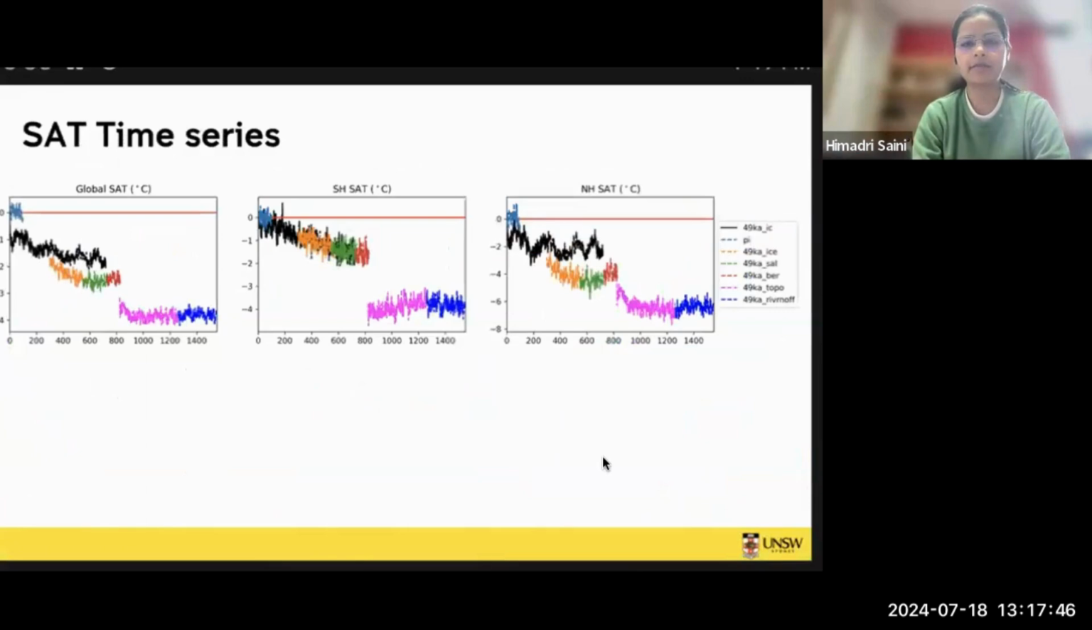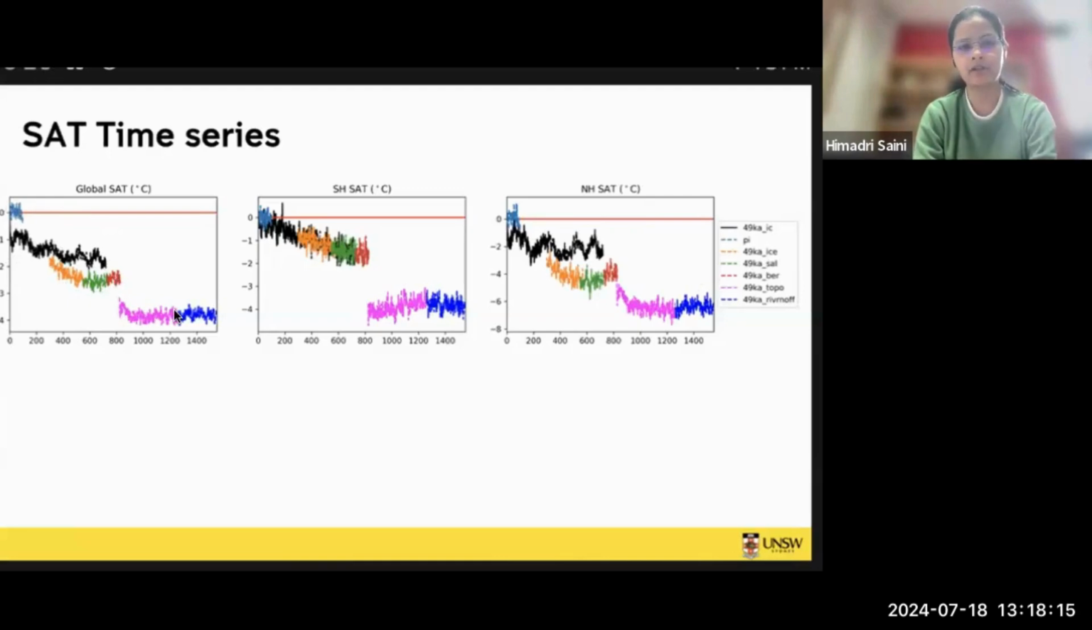So now if you look at the full time evolution, this is surface air temperature, globally averaged, and Southern Hemisphere and Northern Hemisphere for all the simulations. The light blue here is the PI, and I have plotted the differences from the PI. The black is with the changes in orbital parameters and greenhouse gases. Orange is with the implementation of ice sheet, and green is with the salinity. Red is when we close the Bering Strait.